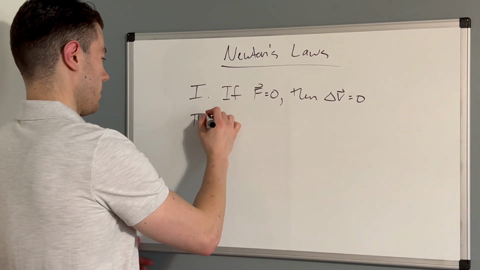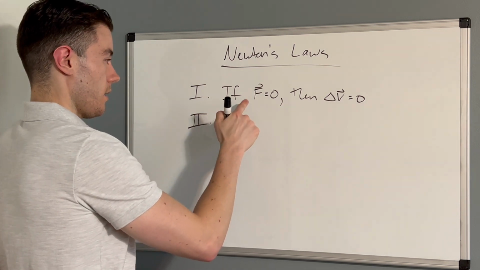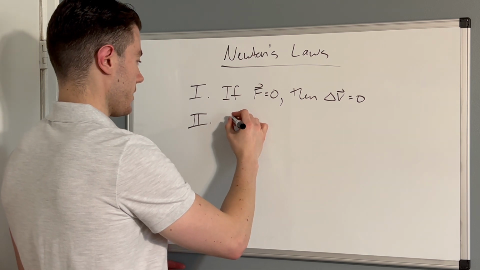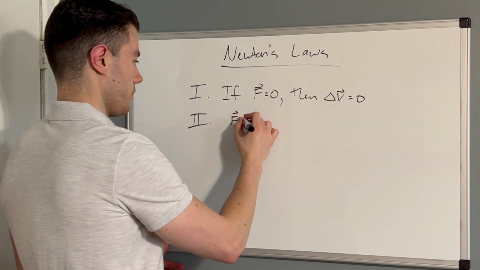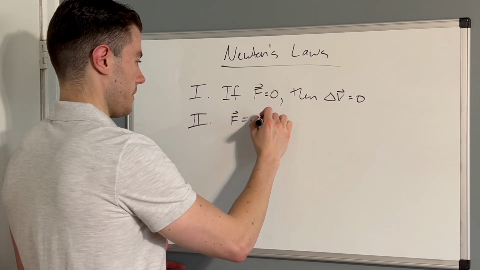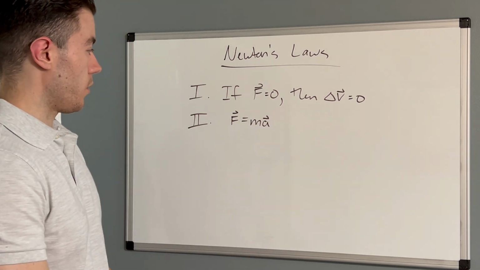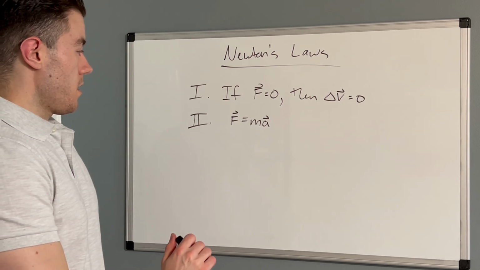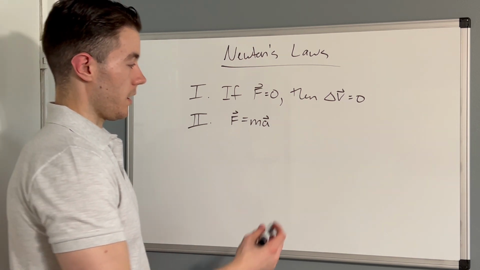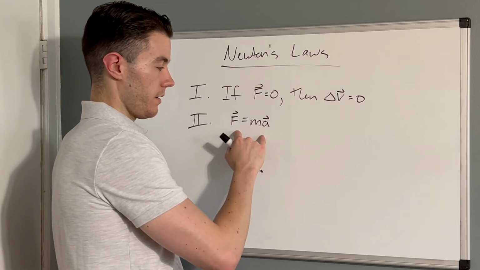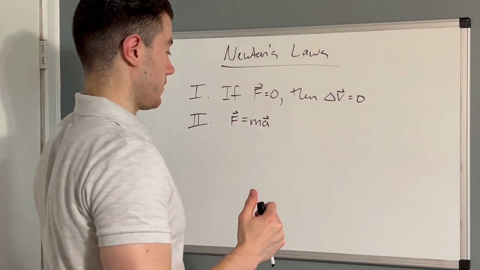Newton's second law says if F is not 0, meaning there is a force applied to a body, then it's equal to the mass times the acceleration of the body. So F equals ma is one of the most famous equations in physics.